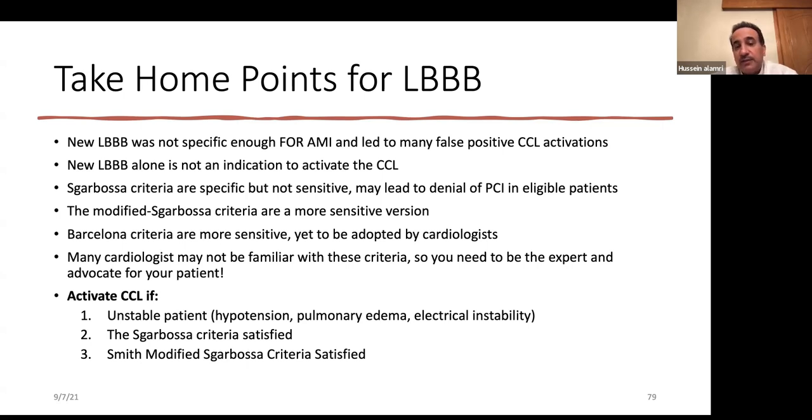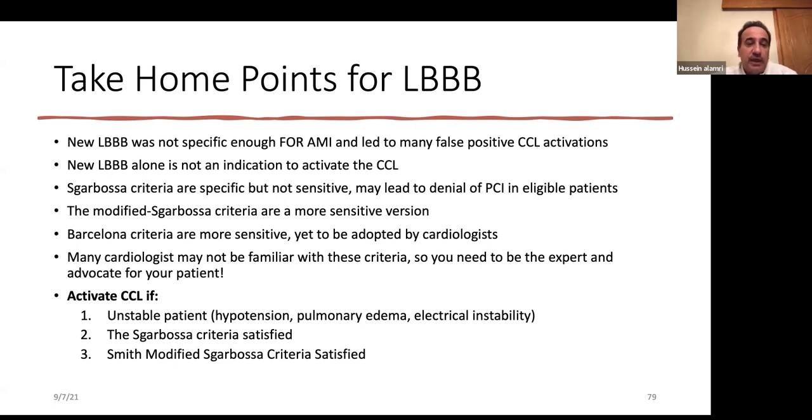Scarboza criteria are specific, but they are not sensitive. And not sensitive means that you could deny the patient the taking him to the cath lab because they are negative. So it's not sensitive. Modified criteria are more sensitive, and the Barcelona criteria are even more sensitive, but yet to be adopted and validated by large trials.